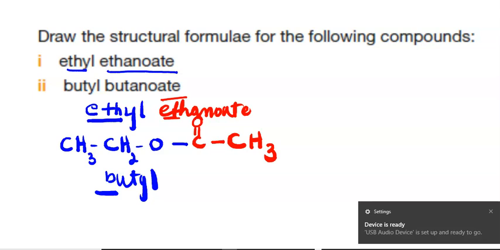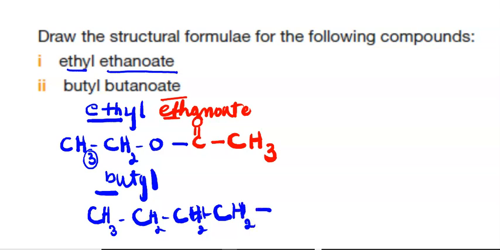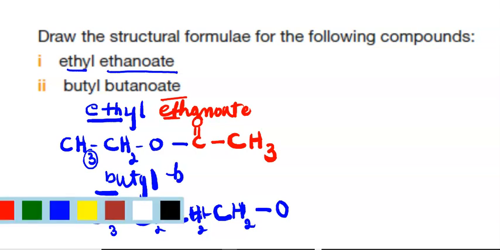Now for the carbon, you just need to put 4 carbons. And you know that the terminal carbon always has 3 hydrogens, CH3, CH2, CH2, and then CH2, and they are directly attached with oxygen. So this is your alcohol part. Now what is the acid part? The acid part is butanoate.